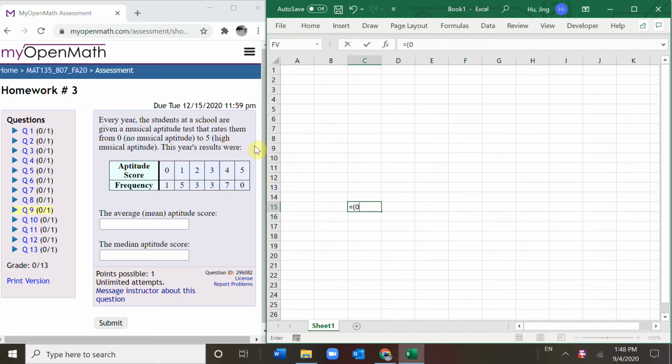So 0 times 1 plus 1 times 5 plus 2 times 3 plus 3 times 3 plus 4 times 7. And 5 times 0 is just 0. And divided by all added together. So that is 1 student, 5 students, 3 plus 3 plus 3 plus 7. Be careful, you need to use the parentheses, then enter.